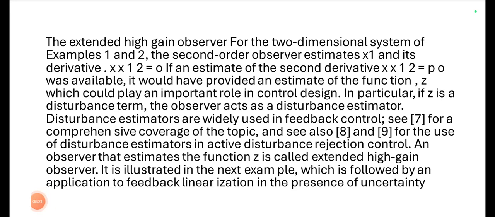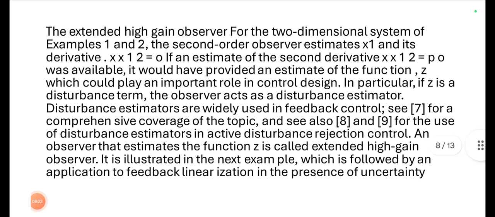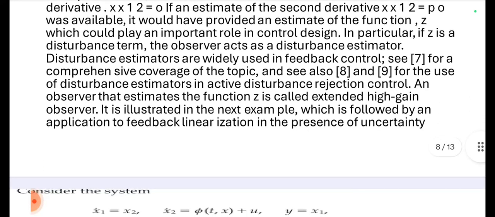Disturbance estimators are widely used in feedback control. See the literature for a comprehensive coverage of the topic, and see also for the use of disturbance estimators in active disturbance rejection control. An observer that estimates the function φ is called an extended high-gain observer. It is illustrated in the next example.